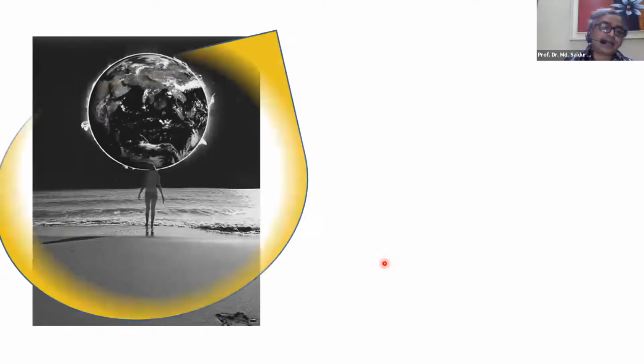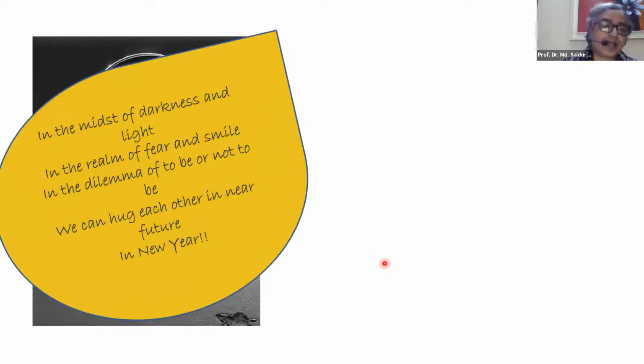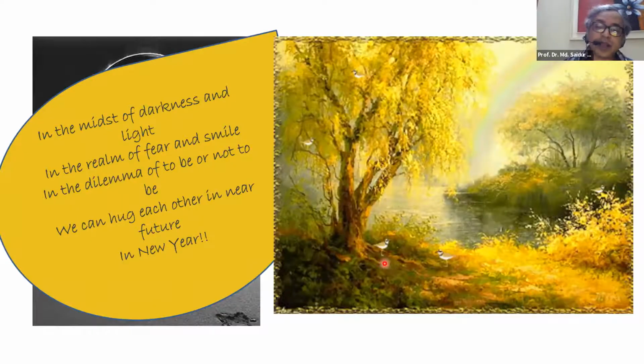So on this eve of 31st December, in the midst of darkness and light, in the realm of fear and smile, in the dilemma of to be or not to be, we can hug each other in the near future, in the near year, like this one, where these 2 birds are trying to come very close, but maybe because of COVID fear, they are not coming closer, but hopefully they will come closer in the near future. Thank you very much for your patience.